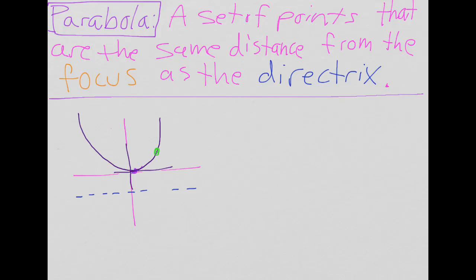I pick this point right here, and I go straight down to my directrix, and then that distance to my focus, which I lost, but I will draw in again. Looks like maybe it should be somewhere up here. Those two distances should be exactly the same.